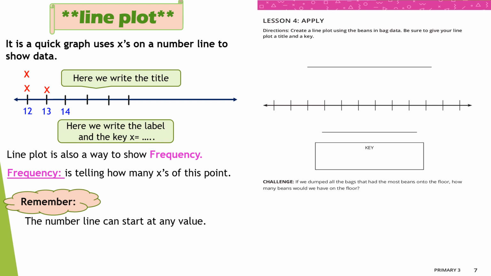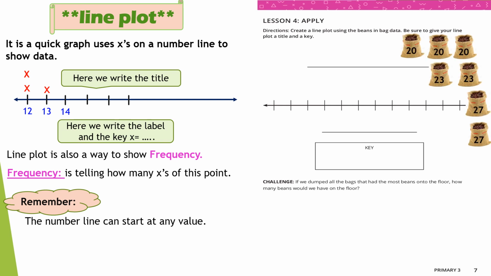And don't forget, as we said, the number line can start at any value. Here in lesson 4, let's apply in our math book. Create a line plot using beans in bag data. Be sure to give your line plot a title and a key. Here we have bags of beans.